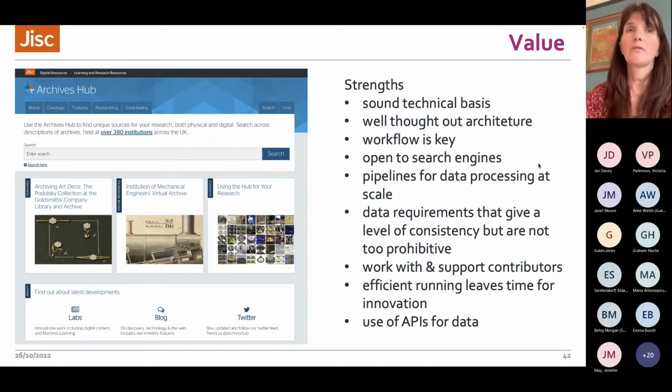So yeah, the value of the Archives Hub. I think we have a very sound technical basis now, and this architecture, the workflow, is really key to us. Being open to search engines, and having been open for a long time, means we do quite well in rankings now. Those pipelines were absolutely key for us to expand at scale and in a sustainable way. And we have data requirements, but as I explained, we try to put the level of entry somewhere that is practical, that is achievable, but at the same time have a certain quality of description. So it's just getting that right is what we've tried to do, and we work with contributors to do that. We are now running in such a way that we have more time for innovation, and that's really important to us.